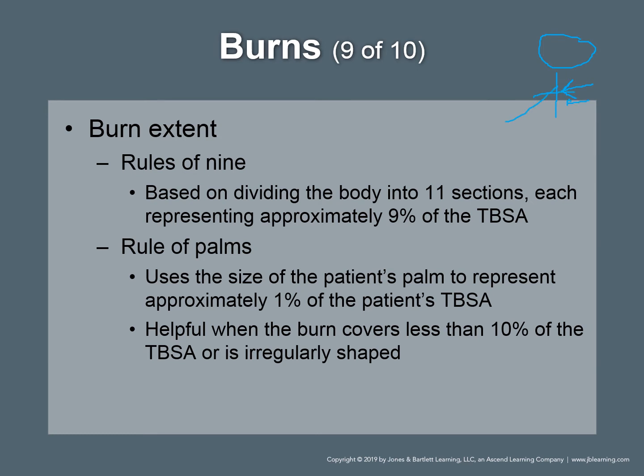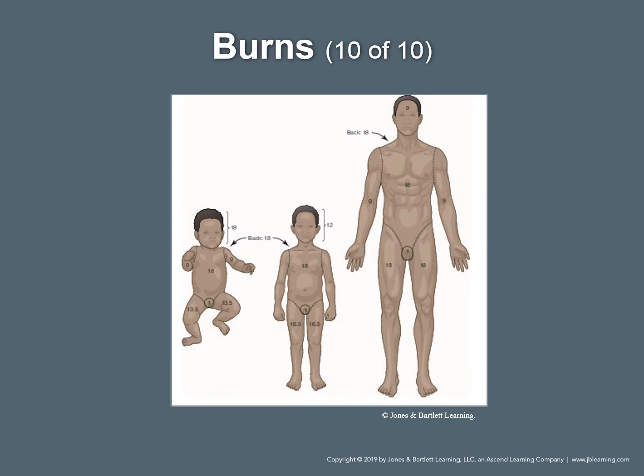Okay? Each arm is worth 9. Okay? The whole arm, front and back. The back is worth 18, and each leg is worth 18. So 9 on the front, 9 on the back. The whole arm is 9, so it would be 4.5 on the front, 4.5 on the back. The chest is 9, abdomen is 9, head is 9, and the back is 18. So the back could be divided into the lower and upper back for 9%.